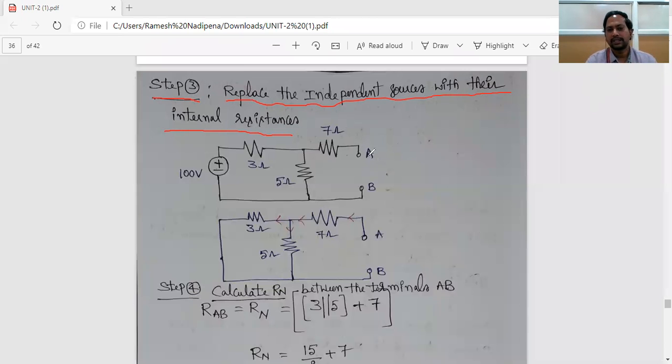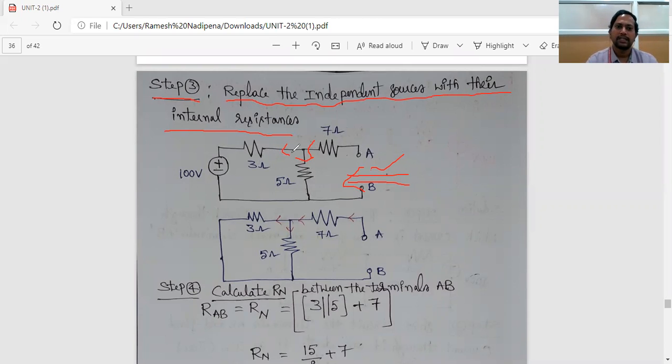That means, as per the given network and as per step number 1, remove the required branch and mark the terminals AB. At those terminals we have to calculate the equivalent resistance, that is your RN, Norton's resistance. According to parallel connection of circuits, assume some current flows at terminal A. That current is divided into two parts. Whenever current is divided into two or more parallel paths, that circuit is said to be parallel. That means these two are connected in parallel.